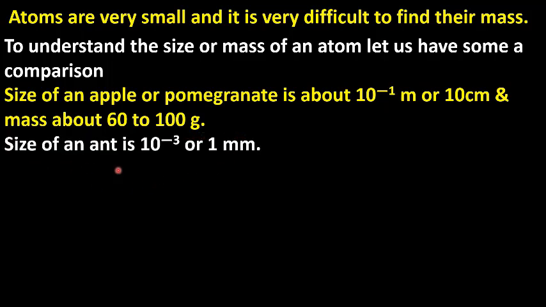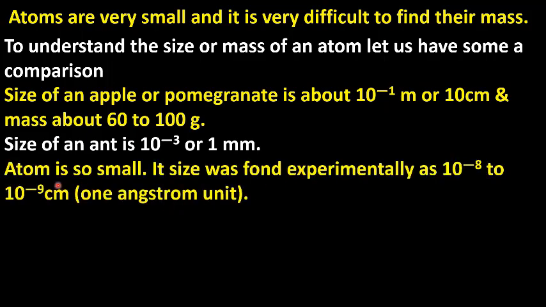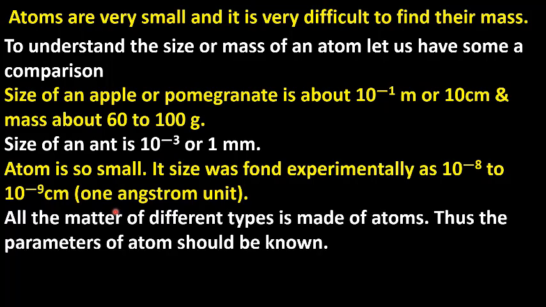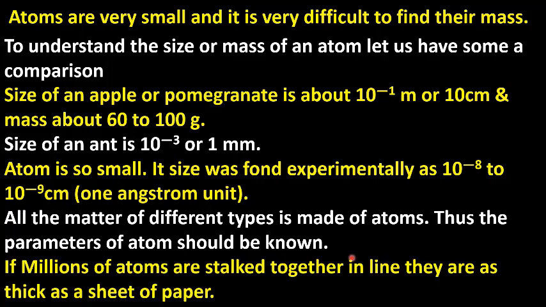If you consider a small ant, its size is about 10 to the power minus 3 meter, or 1 millimeter. Atom is so small. Its size was found experimentally as 10 to the power minus 8 to 10 to the power minus 9 centimeters. 10 to the power minus 8 centimeters is equal to 1 angstrom unit. All the matter of different types is made of atoms. Thus, the parameters of atom, that is size and mass, should be known for further studies.